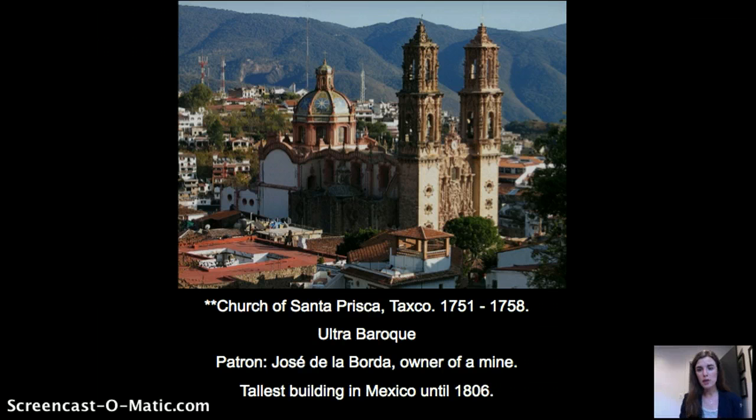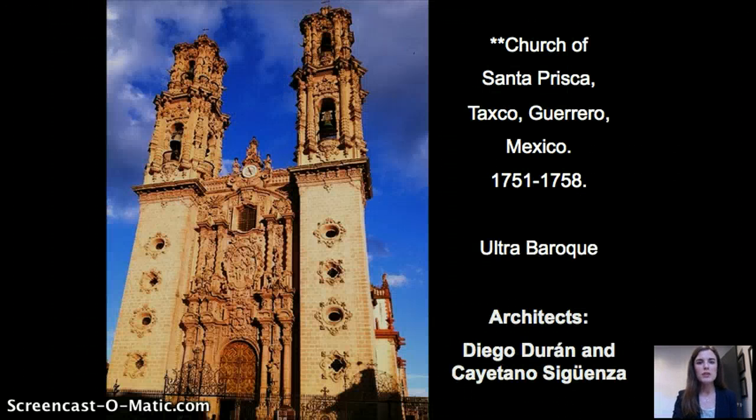Even though he was very well off, this was apparently a very expensive project even for him. And apparently he wanted a great church there because his son was a priest and thought this would be a good place for his son to work and to give sermons. So let's zoom in on the facade.